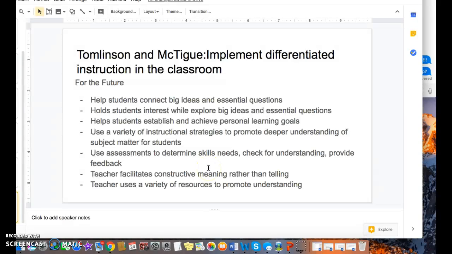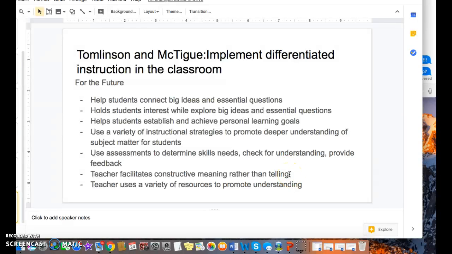And then use assessment to determine skills, needs, check for understanding, and provide feedback. So being able to, maybe have an exit ticket to review before you leave and see what the students understood and what they didn't. Or just even walking around the classroom, giving students some example problems and seeing where students are struggling. So then you can check for how well they're understanding the content and what you need to work on.